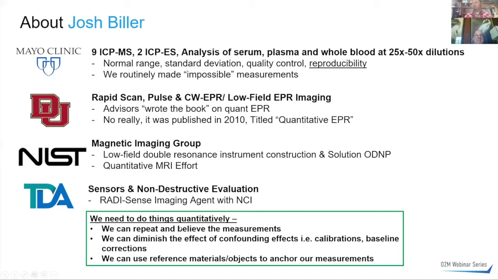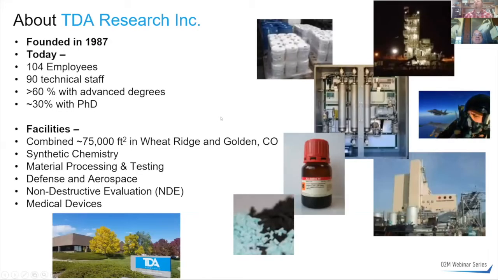So again, we need to do measurements quantitatively so that we can repeat and believe the measurements. This is pulled right out of Howard's presentation. We can diminish the effect of confounding variables. We do calibrations and baseline corrections. And we can use reference materials or objects to anchor our measurements so we can clearly answer the question, in this instrument response, what if that corresponds to reality?